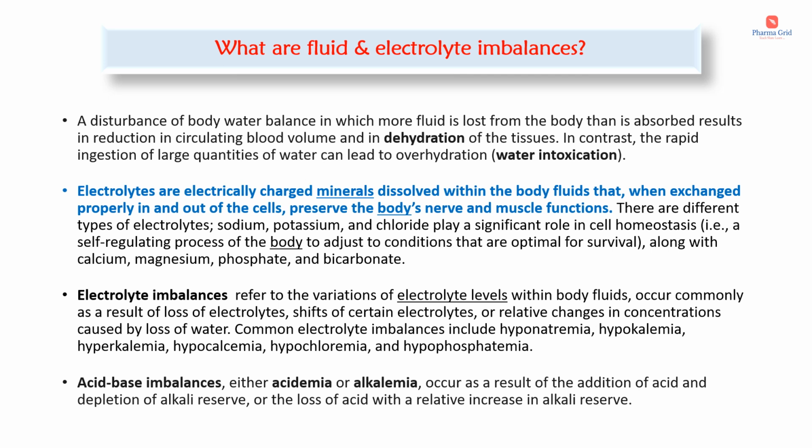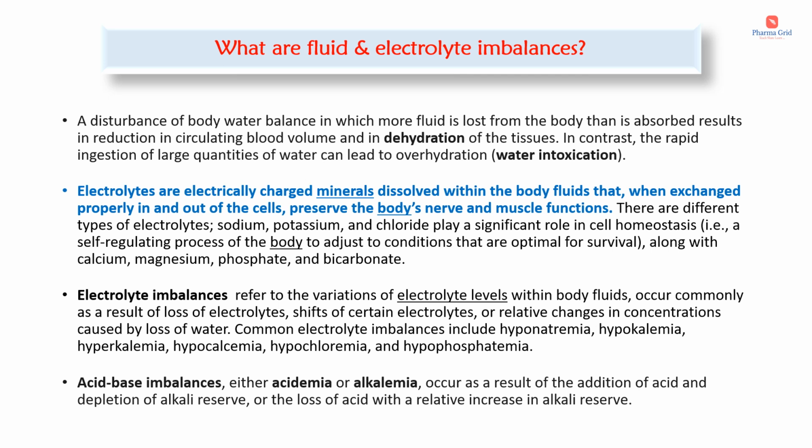So, what do you mean by electrolyte imbalances? This refers to variations of electrolyte levels within body fluids that occur commonly as a result of loss of electrolytes, shifts of certain electrolytes, or relative changes in concentrations caused by loss of water. So common electrolyte imbalances include hyponatremia, hypokalemia, hyperkalemia, hypocalcemia, hypochloremia, and hypophosphatemia.